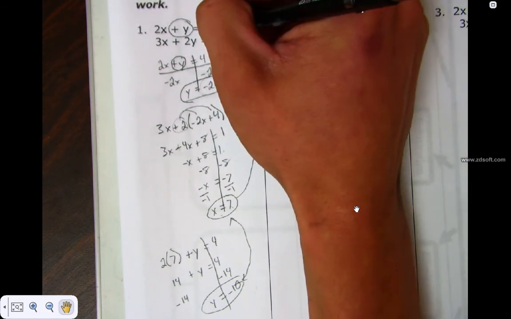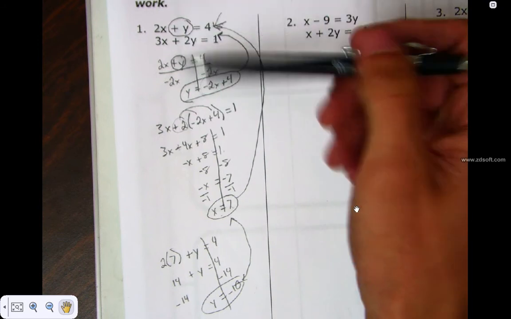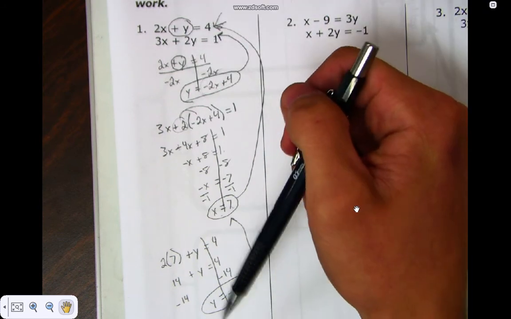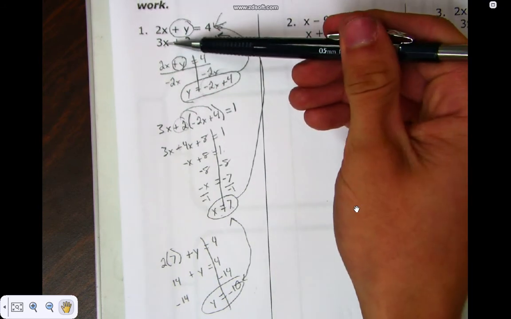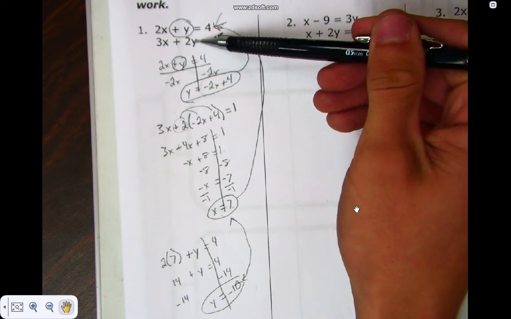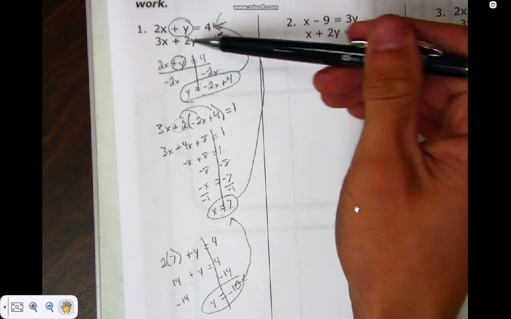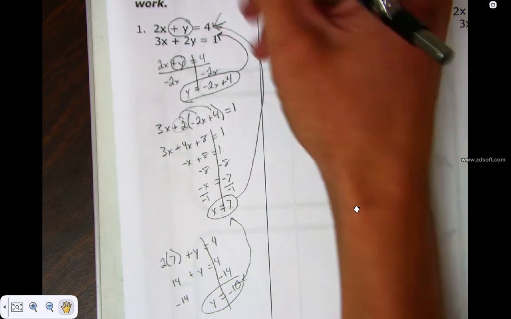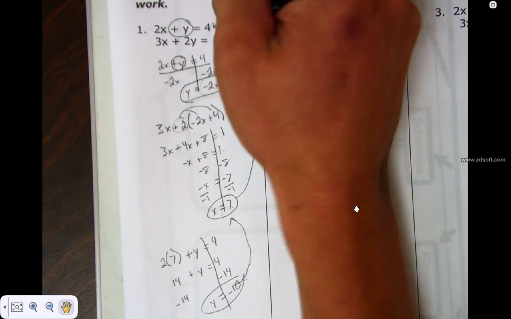Let's see if it works for the other one. And this is just checking. So 7 times 3, which is 21, plus 2 times negative 10. So 2 times negative 10 is negative 20. So 21 minus 20 equals 1. 21 minus 20 does equal 1. So that works out also.